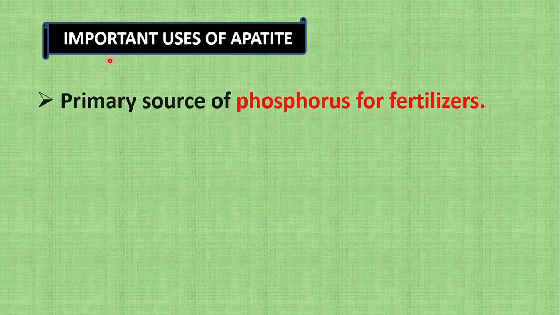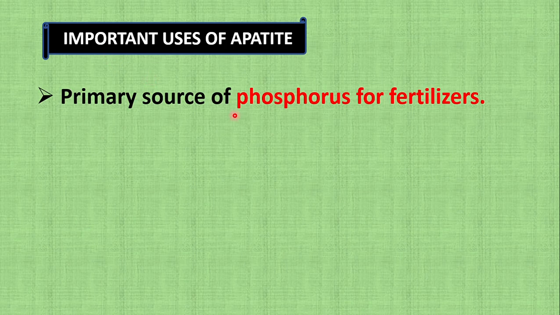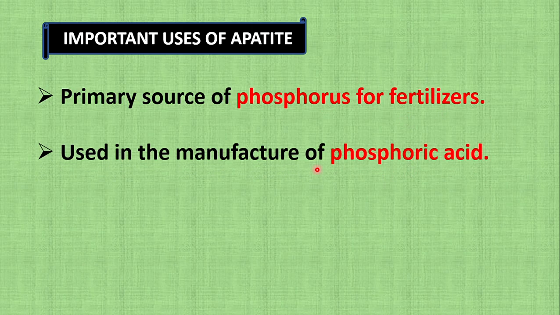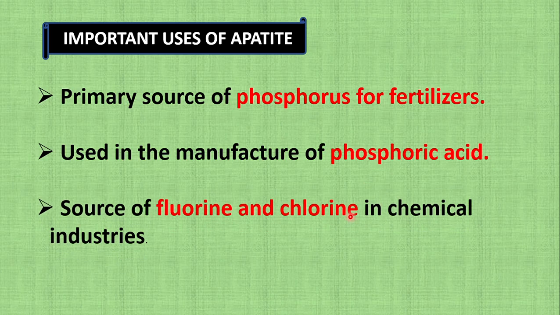Now important usage: apatite is primarily used for fertilizer. Phosphorus is there in the apatite, and this is a major component of fertilizer. Apatite is also used in the manufacturing of phosphoric acid, and apatite is a source of fluorine and chlorine in the chemical industry.